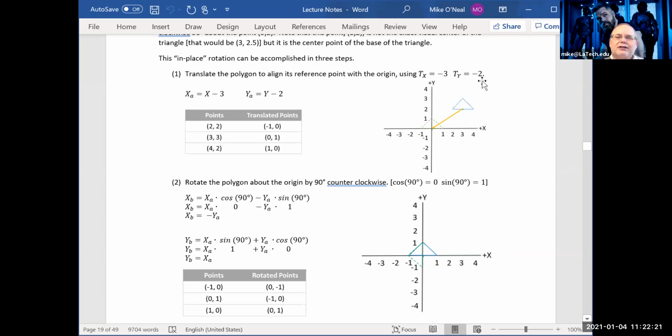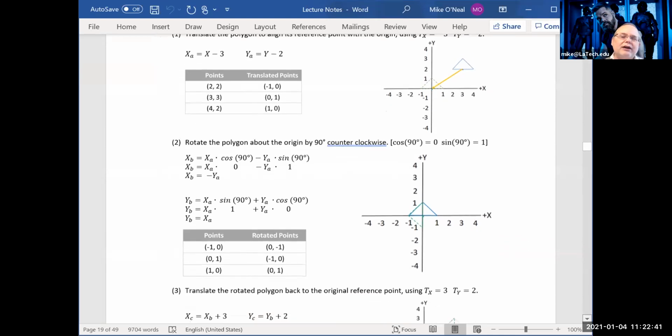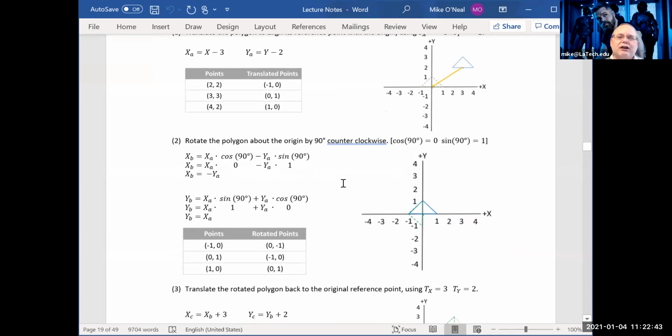That's all you're doing. So if it were 3-dimensional and you had a z of, say, plus 5 for the reference point, you would have a tz of minus 5. So anyway, we move the reference point to the origin, and we carry all of our other points along with us. We then apply, in this case, a 90 degrees counterclockwise rotation. I chose 90 degrees because that makes the math work out easy.